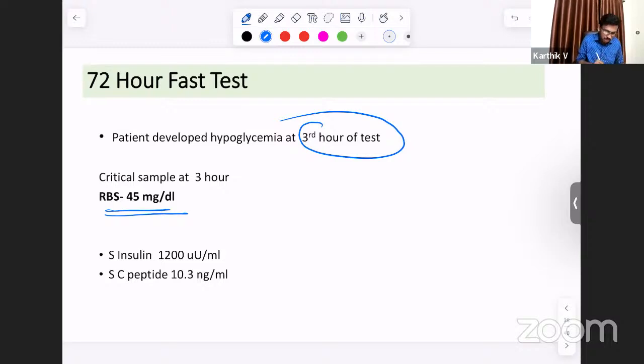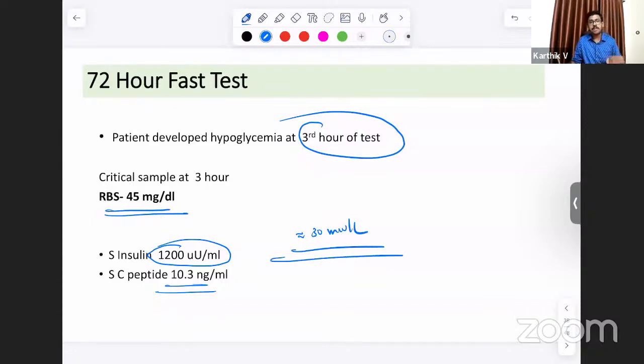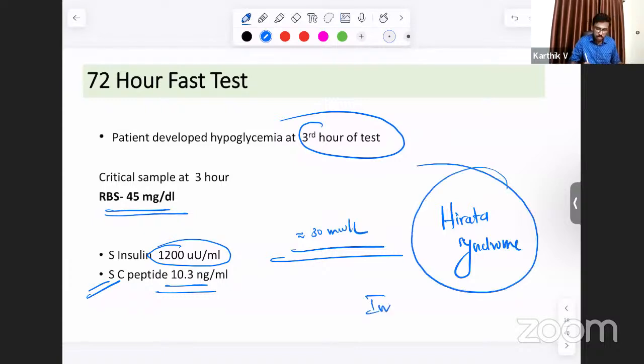milligram per deciliter, but look at the serum insulin. This is 1200, and the serum C-peptide is 10 nanograms per ml. You saw the previous patient with insulinoma, where the insulin level was around 30 international units per liter. Here you see insulin levels in four-digit figures, more than 1000. When you see such high insulin levels, more than 1000, two conditions you should suspect. One, exogenous insulin therapy. But what will happen to C-peptide in exogenous insulin therapy? It would be suppressed. But here there is a very high level of insulin with a detectable C-peptide. So here you should think of the possibility of a condition called Hirata syndrome, or insulin autoimmune syndrome, or insulin autoantibody syndrome.